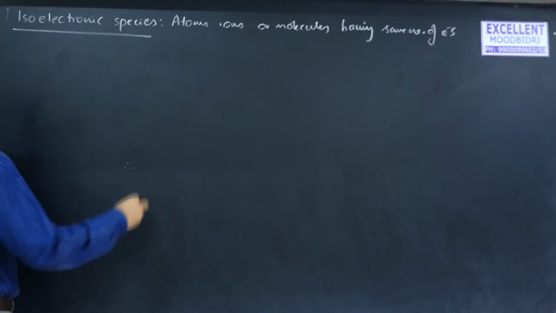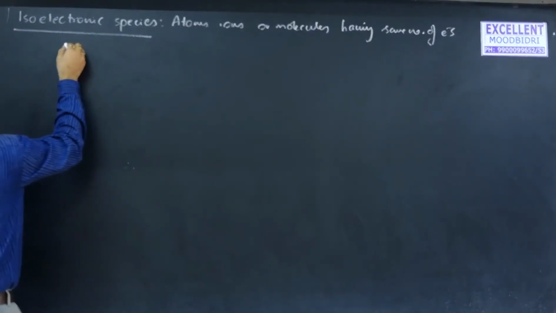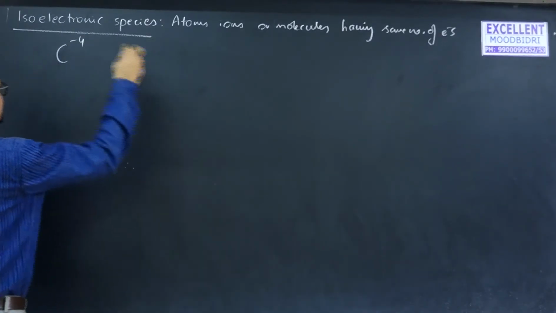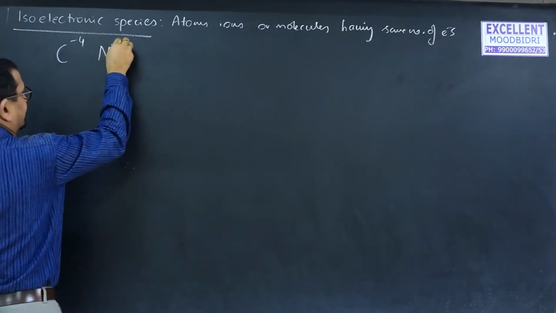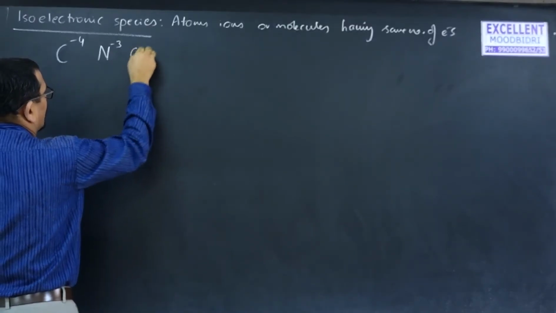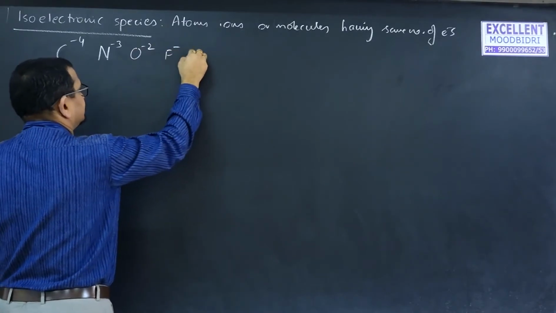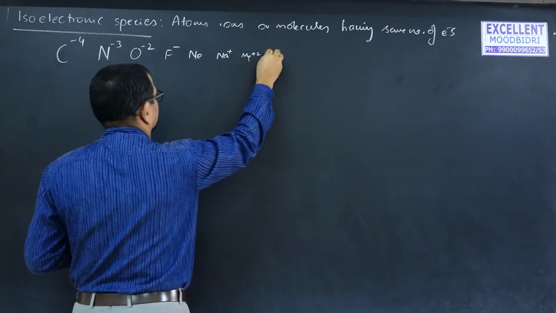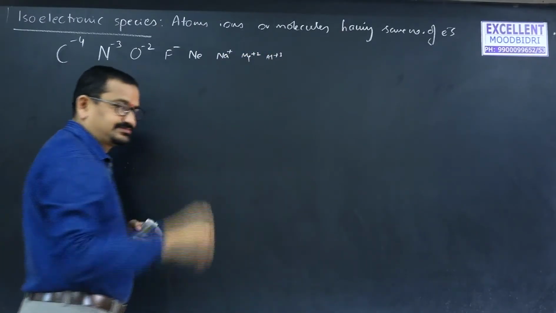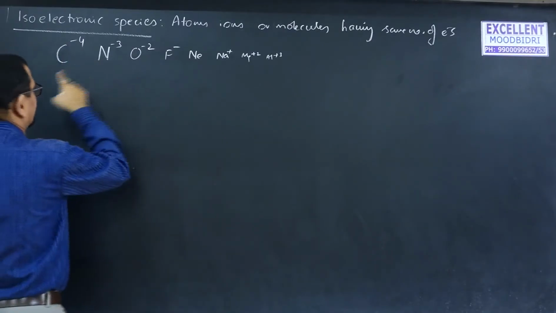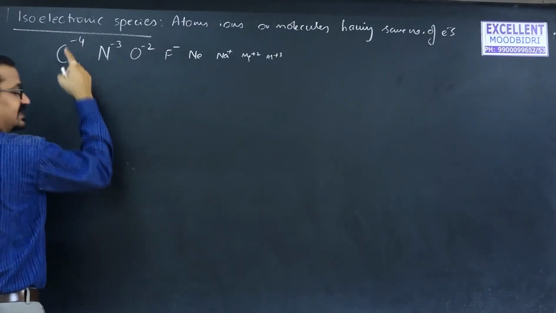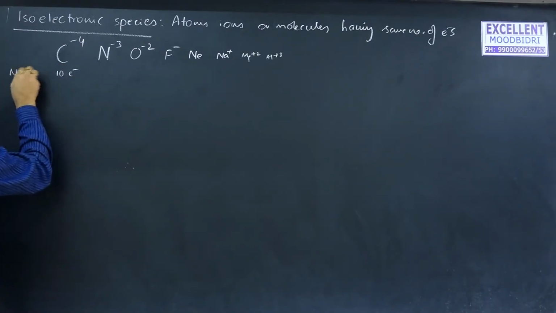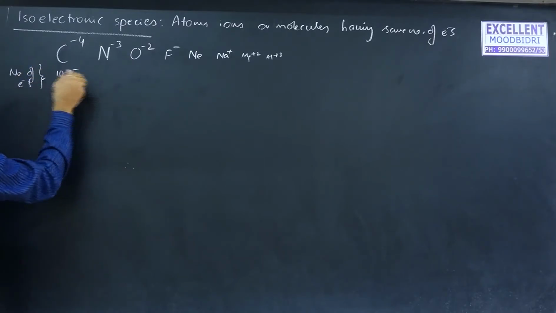Now, for example, if you consider carbide C power minus 4, nitride N power minus 3, oxide, fluoride, neon atom, sodium ion, magnesium ion, aluminum ion, and so on. See, the atomic number of carbon is 6 plus 4 extra electrons gained. So, totally 10 electrons.